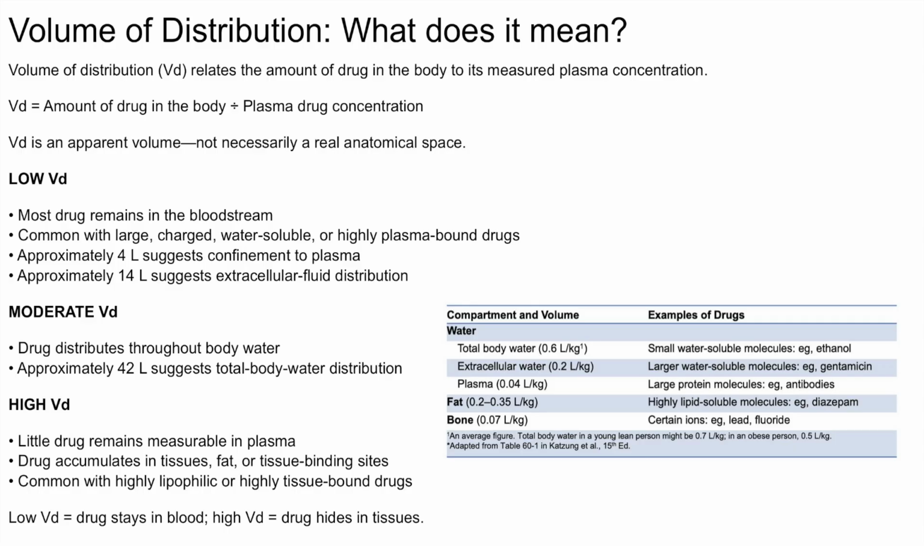So if it's lower, it means that it's going to be in the plasma, where if it's higher, it means it's probably going to be in extracellular fluid. Whereas a VD near 42 liters suggests distribution throughout total body water. A very high VD indicates that little drug remains in the plasma because it accumulates in fat or binds extensively in tissues. A useful memory aid here is that low VD means that the drug stays in the blood. Okay, so low VD, drug stays in the blood. And then a high VD means that it hides in tissues, okay?